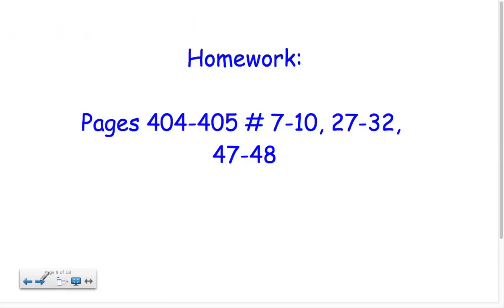Summary. The homework for this lesson is pages 404 through 405, numbers 7 through 10, 27 through 32, and 47 through 48.